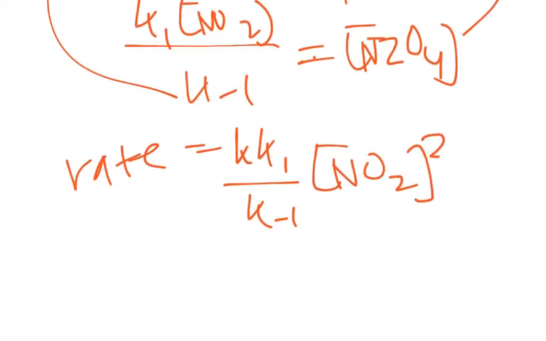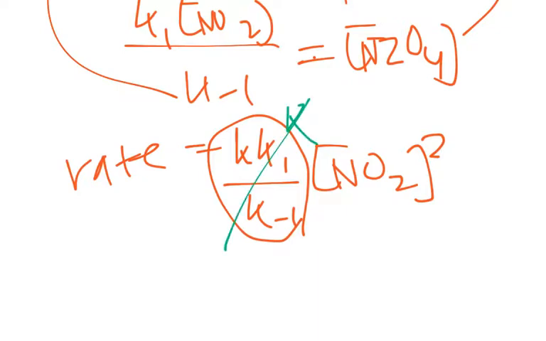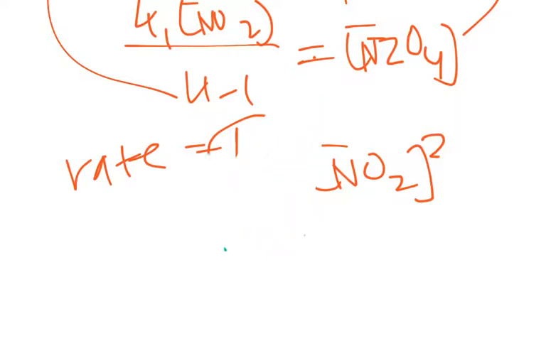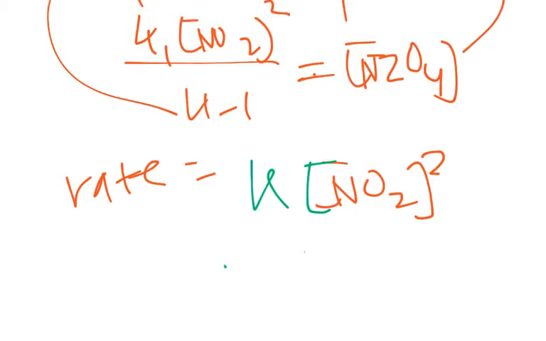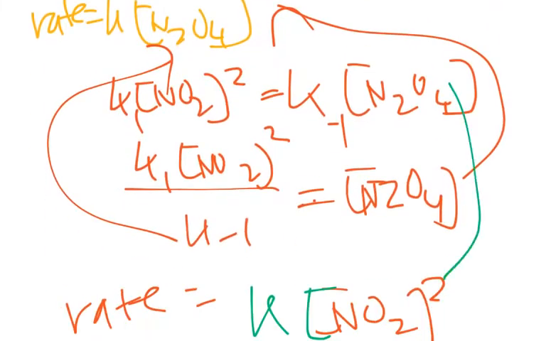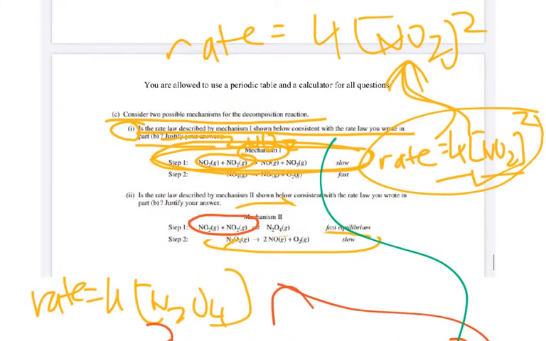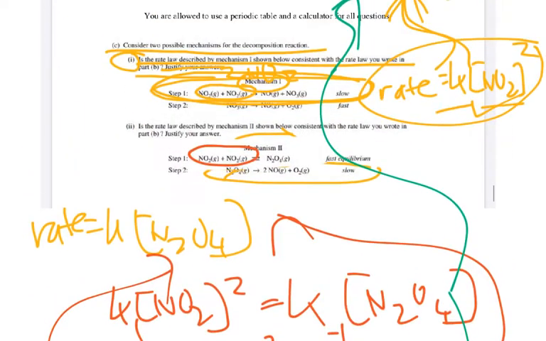And remember, since all of these are essentially constants, you can condense them into one constant K. So I could cross that all out and write, instead of all this stuff, rate equals K times NO2 squared. And it seems like that matches the original one we found at the beginning. So because of that, mechanism 2 is correct. And we have to justify our answer.